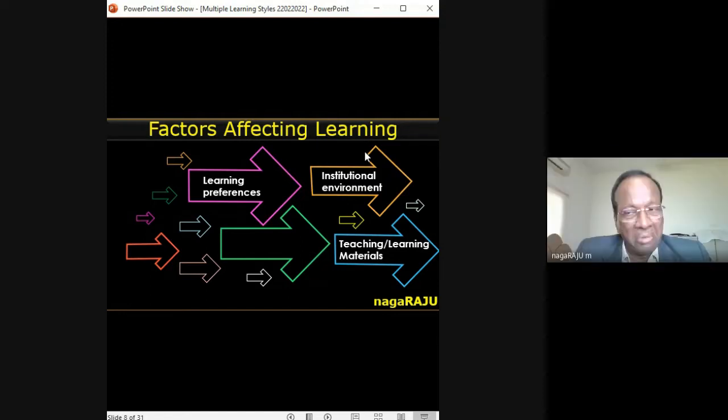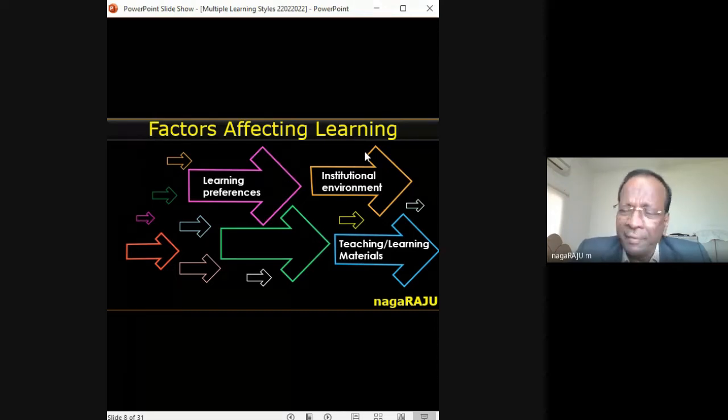Not much. Not much, perhaps even not any, because I don't write the textbooks. I don't decide the infrastructure of the college. I don't decide the learning preferences of my students. I cannot change them easily. Very little, almost nil. It's not only very little, but almost next to nil.